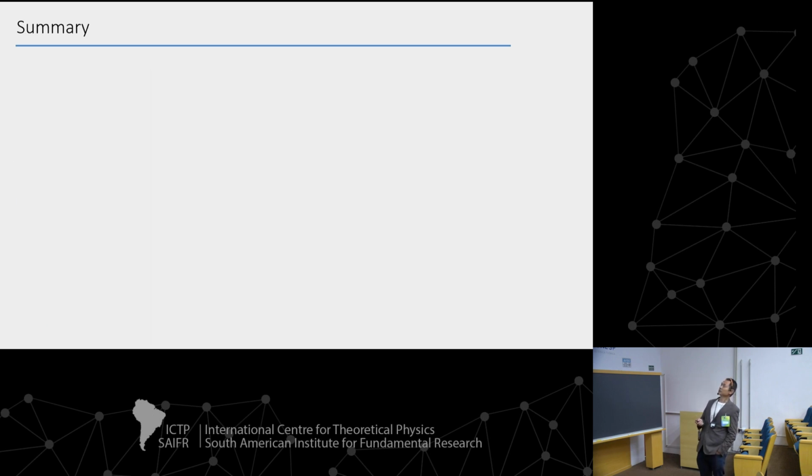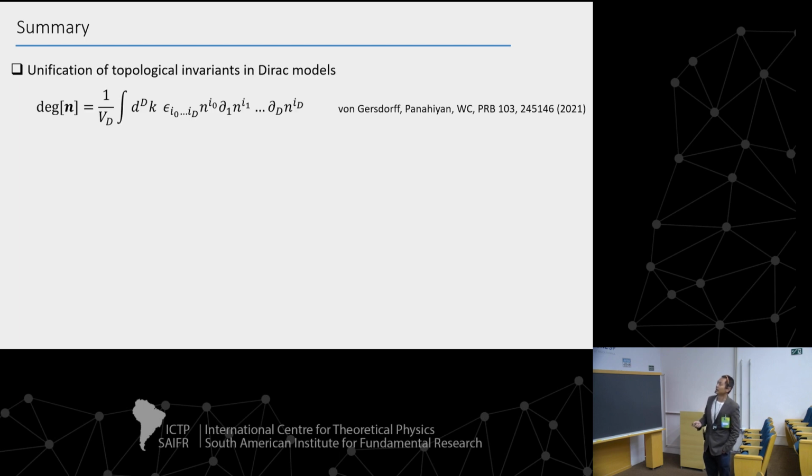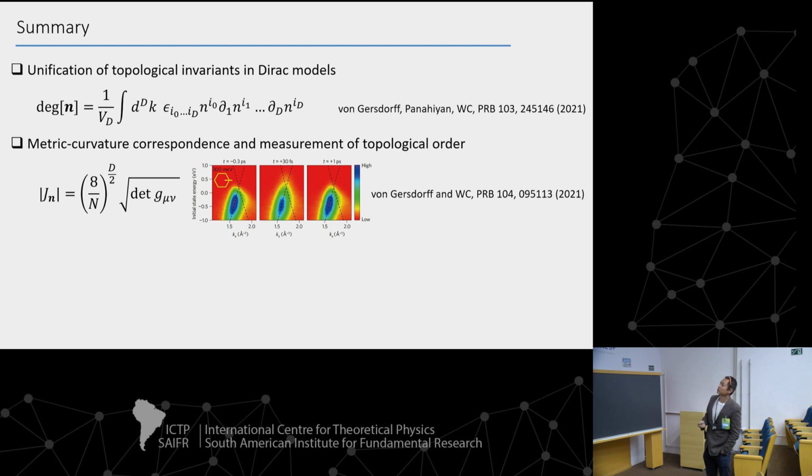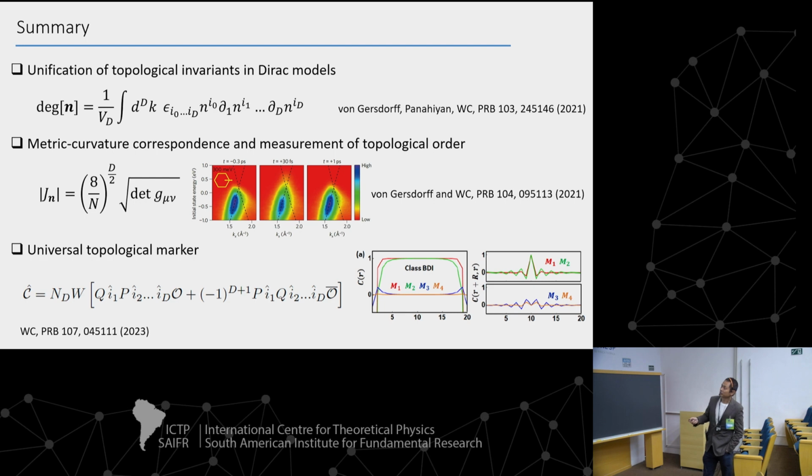So, okay, here comes the summary of my talk. First of all, I have presented a grand unification of topological invariants in terms of what we call the wrapping number. Secondly, I introduced this metric-curvature correspondence, which indicates that it seems to be possible to measure all kinds of topological order in all kinds of materials if you can manage to measure the quantum metric. And finally, I give you this universal topological marker, which, as I was showing you, shows the same features in any dimension and symmetry class. And thank you very much.